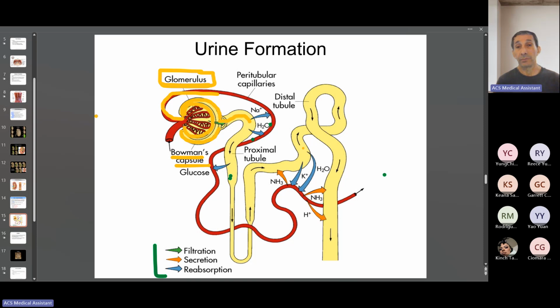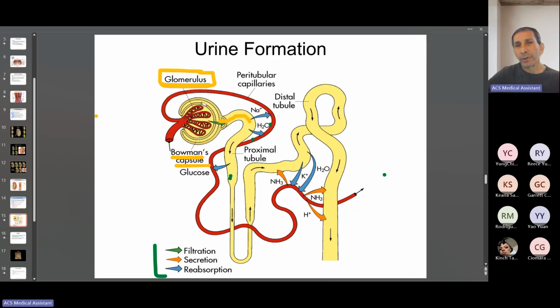So then we're going to see things we're not supposed to see. So then we're going to move them back to the blood flow, or we're going to be removing them. That's called reabsorption. I will explain it a little better later.